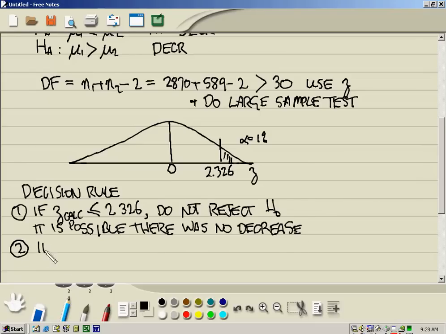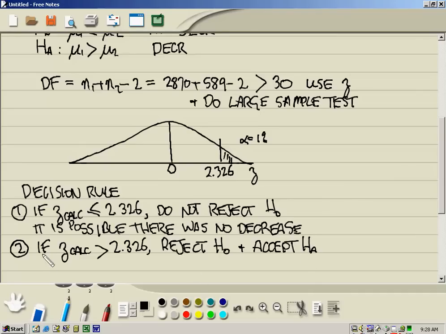Now for the rejection region, if Z-calc is greater than 2.326, the two sample values are sufficiently far enough apart so that we can reject the null as being unlikely, and in its place accept the alternate and say for the interpretation it is likely there was a decrease.